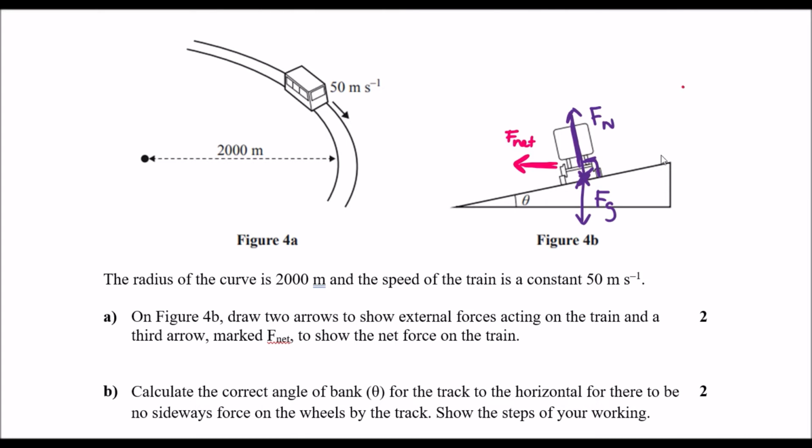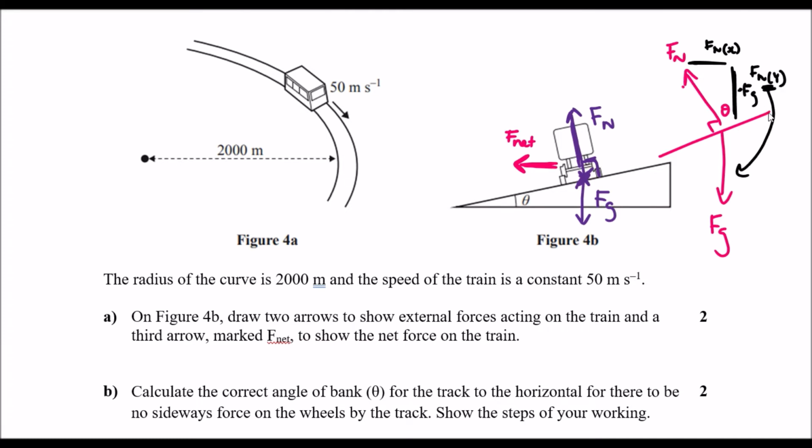If I draw this out again, just so it's a bit more clear, this is our normal force, this is our gravitational force. Our normal force is at an angle to this particular surface, which means it will have a horizontal and a vertical component. The vertical component is this bit here, which is basically equal but opposite to gravitational force. And we have this normal force x component, normal force y component. The y component will cancel out Fg, and so Fg doesn't actually contribute to our centripetal force.